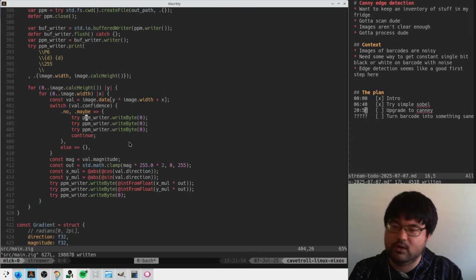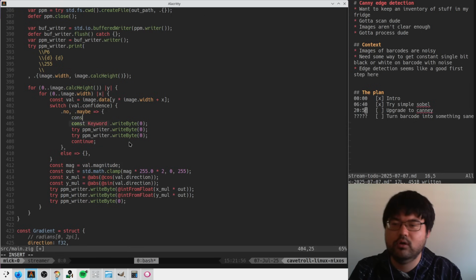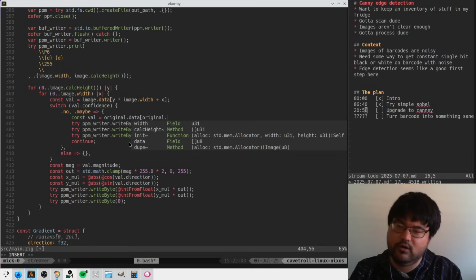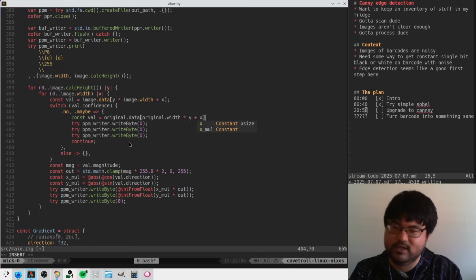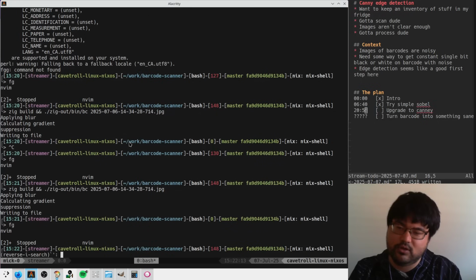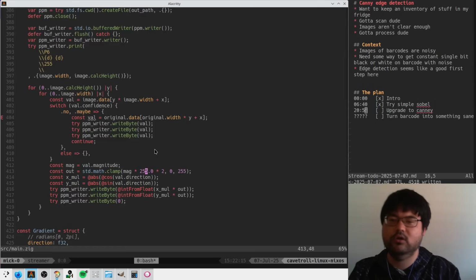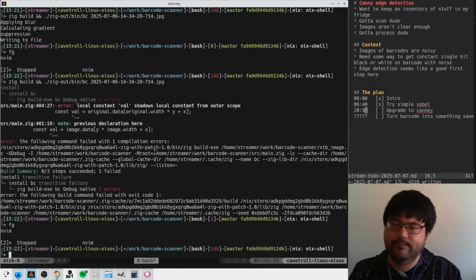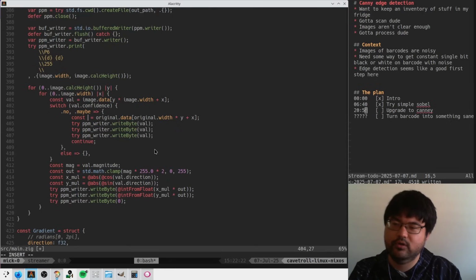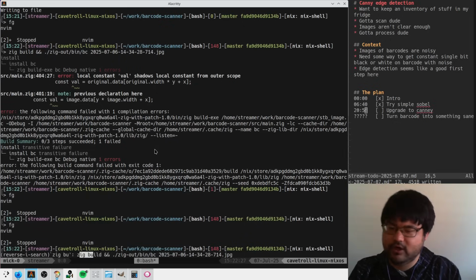Okay, so then we just use the original here. Original dot data at original dot width times y plus x. So now if we draw the line, we draw the line. Otherwise, we sample from the original. We do this. Shadowing.